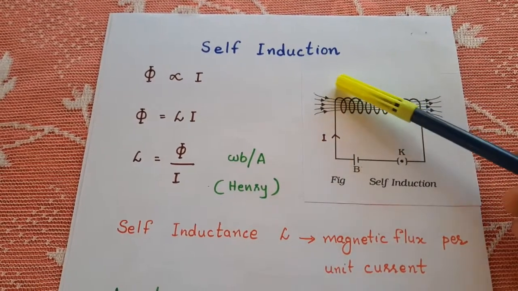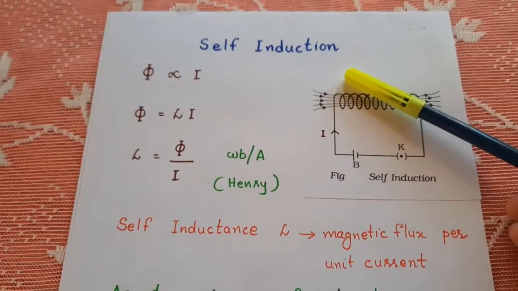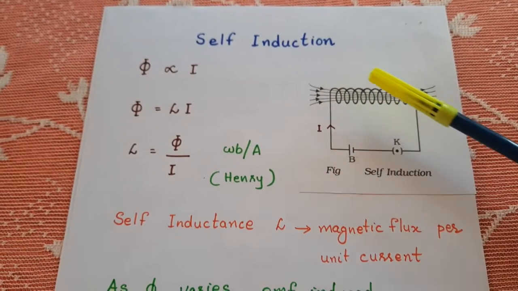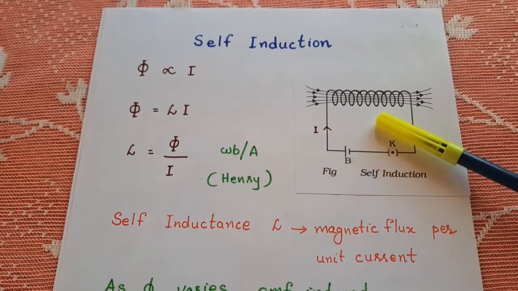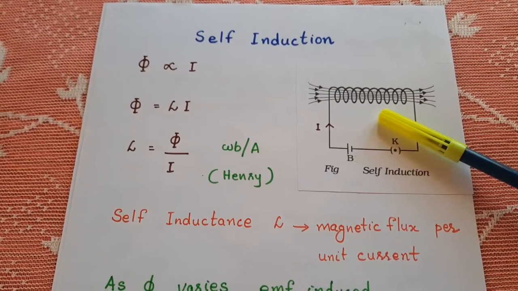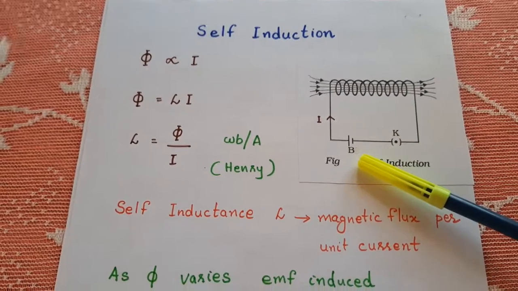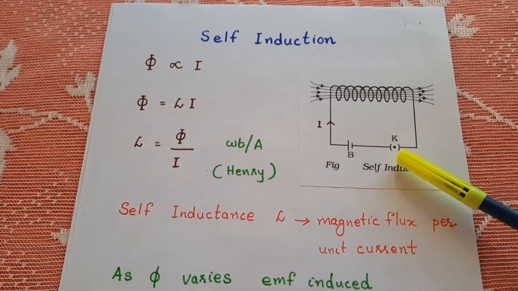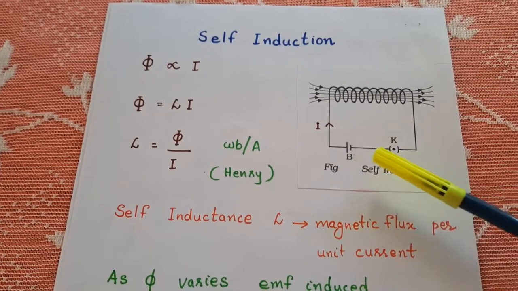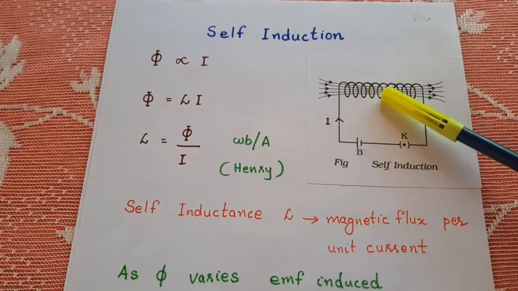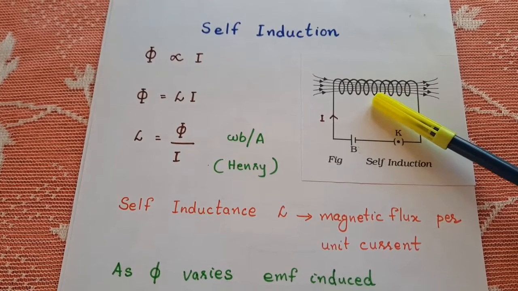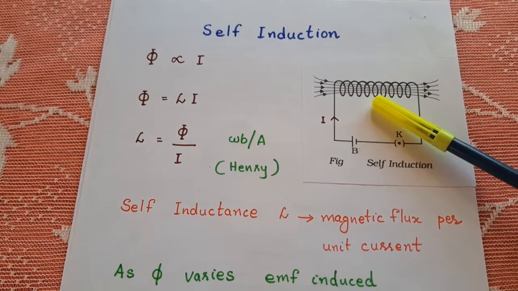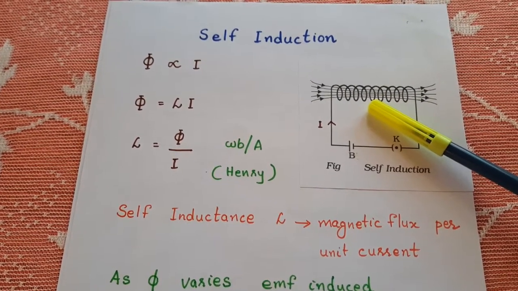In this class, let us learn self-induction. Let us consider an inductor, a coil, which is connected to a battery. When the key is closed, current flows through the coil. Current gradually increases from 0 to maximum steady value.